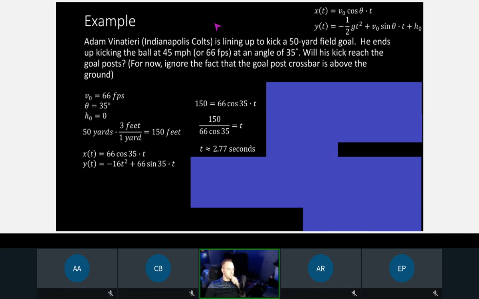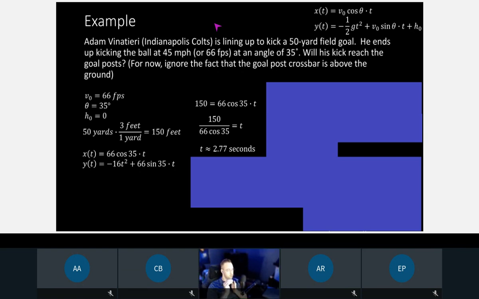Antonio says that would be the time of the ball to hit the ground. Not necessarily. 2.77 seconds doesn't mean that's the time it hits the ground. It doesn't take into account where it is in the air. You're right. Even though distance-wise it gets to 150 feet, we don't know if the ball is in the air, which is maybe a good thing. If it's still in the air, it probably went through the goalpost, ignoring the height of the goalpost.